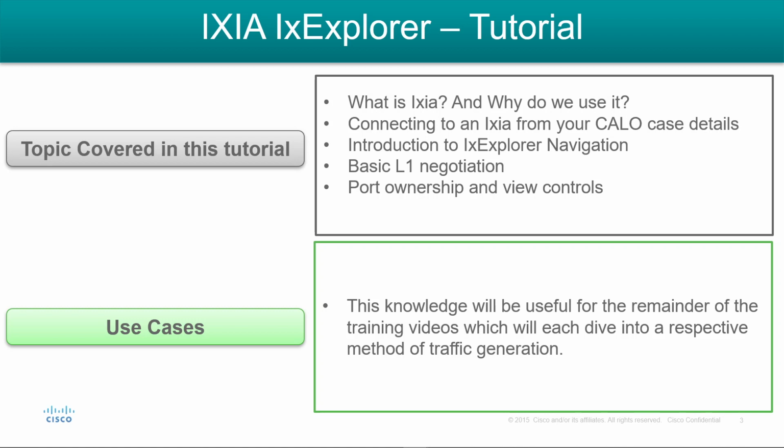Then, once we're connected, we'll go over some basic navigation of the IX Explorer application. This is going to include things like L1 port negotiation, essentially making sure your physical interfaces are up and ready to pass traffic, as well as going over things like port ownership and some view controls. What buttons do you click? Which ones do we not care about? How do you basically get to a point where you could start sending traffic?